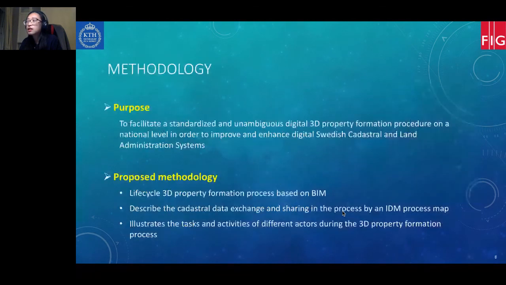So in this study, we aim to facilitate a standardized and unambiguous digital 3D property formation procedure on a national level in order to enhance the digital Swedish cadastral and land administration system. So the proposed life cycle 3D property formation process is based on BIM and describes the cadastral data exchange and sharing in the process by IDM, and illustrates the tasks and the different actors.